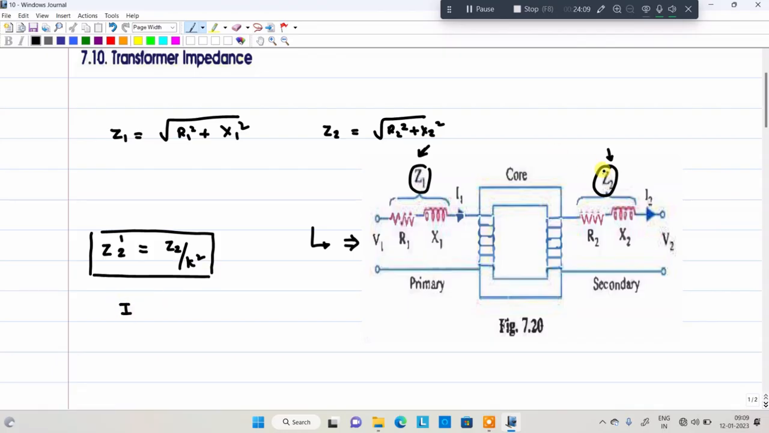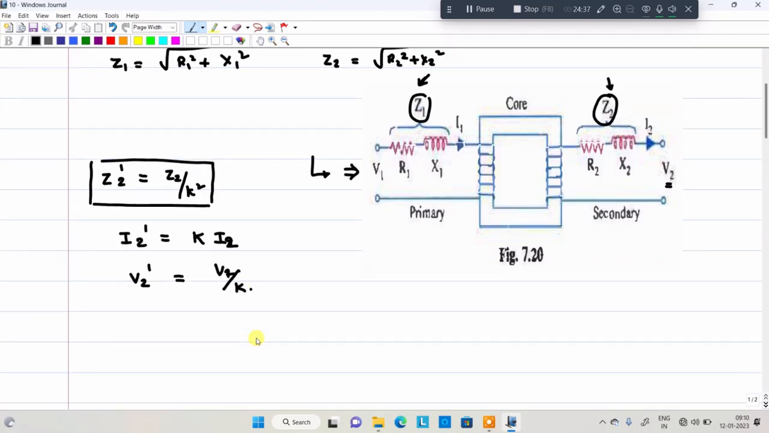Next, if I want to transfer the secondary current to the primary, I2 prime is equal to K times I2. If I want to transfer this voltage to the primary side, V2 dash is equal to V2 by K. These are the formulas you need to remember. This is referred to primary.